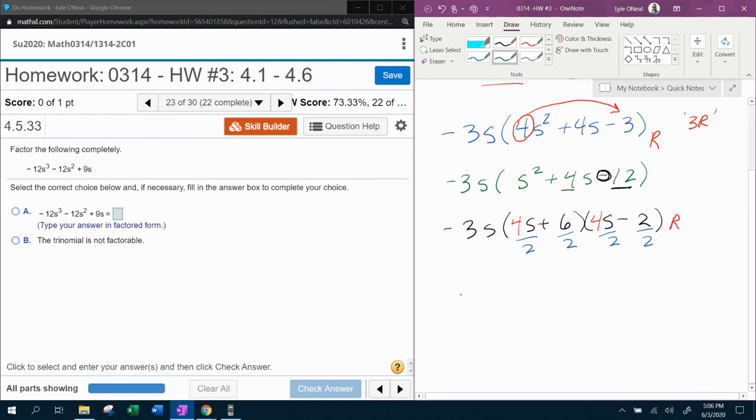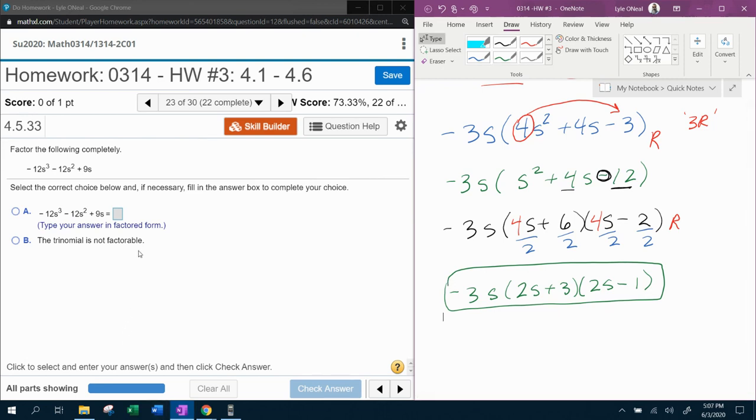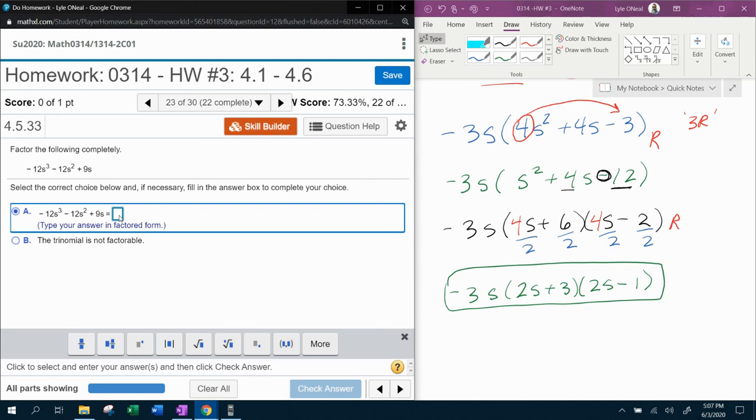So my final answer is going to be negative 3S, that's going to be 2S plus 3 and 2S minus 1. And that should be factored completely. Let's see how we did. Negative 3S, 2S plus 3, and 2S minus 1.